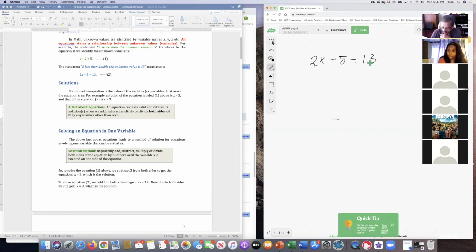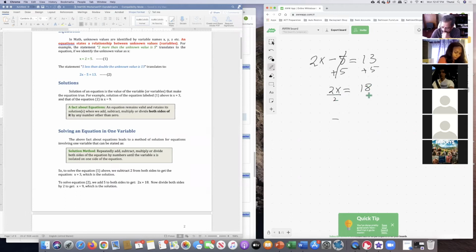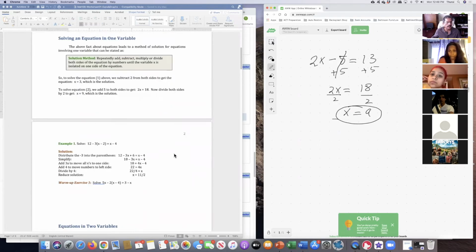Add 5 to both sides, right? So I'm adding 5 to both sides. That way, these 5 will cancel here. Minus 5 plus 5 will be 0. So I get 2x equal to 13 plus 5, 18. Okay, what do we need to do next? Divide both sides by 2. That gives you x equal to 9. x equal to 9 is the solution. So you learned that process before and use that same process.